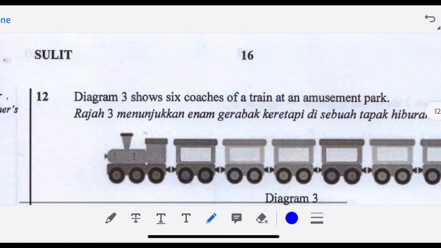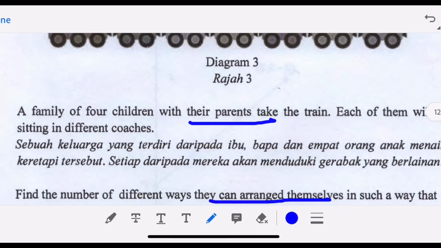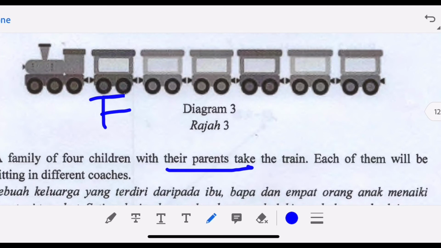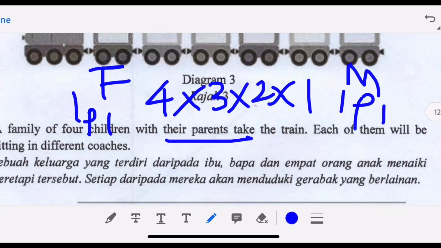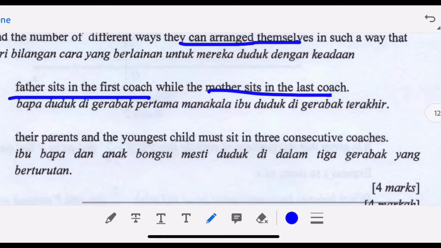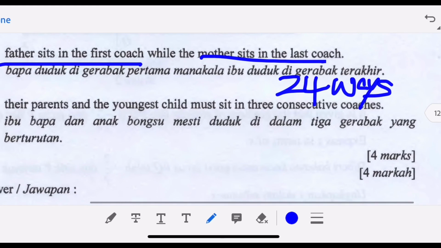Let's study the question first. The condition given is that father and mother must be sitting like this: father in front, mother must be at the end. So in between are the 4 children, so the number of ways to arrange the 4 children is 4P4. Alright, so it's 24 ways, right? So this is quite simple.